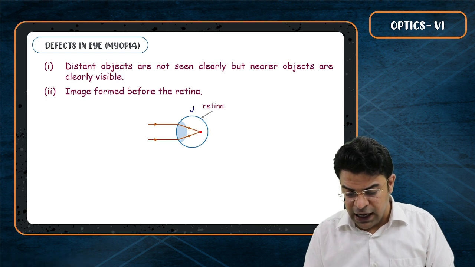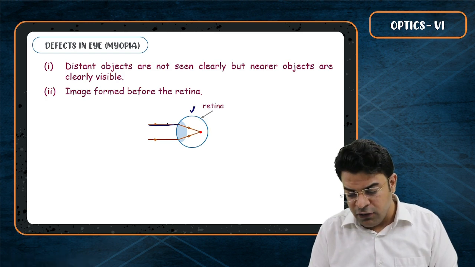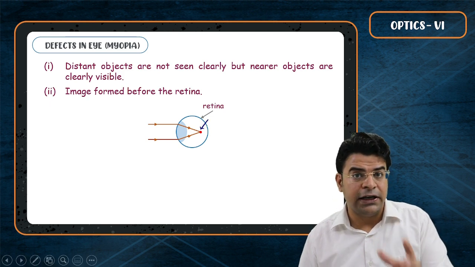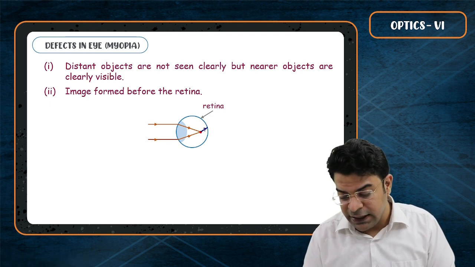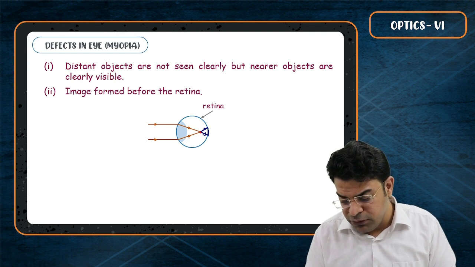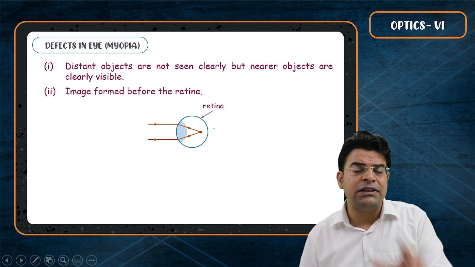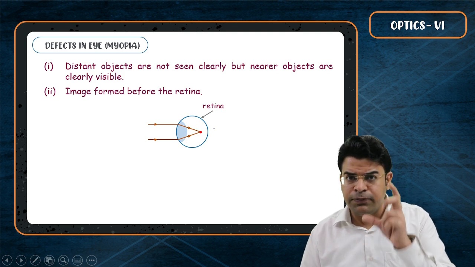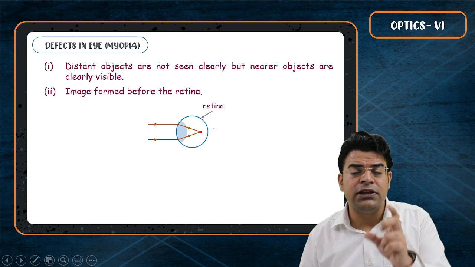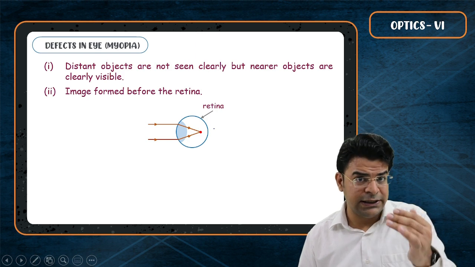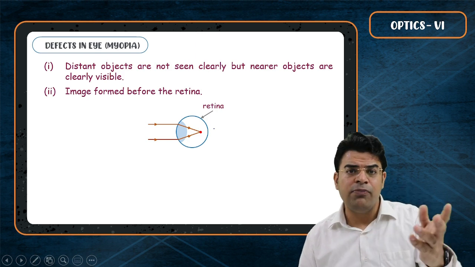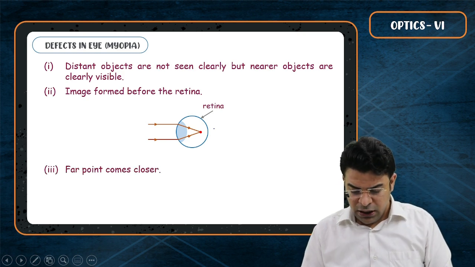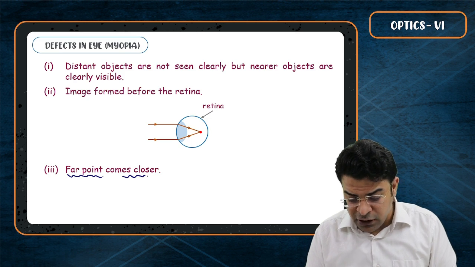So, if this is the eyeball and parallel rays of light enter into the eye, the image formed is before the retina. That's why when these rays extend and form some blurry image on the retina, we can't see clearly when they are at greater distance. This particular disorder is also called nearsightedness. So we can't see the things clearly which are far away, but we can see clearly the things which are nearby, nearsightedness. Remember that the far point comes closer.